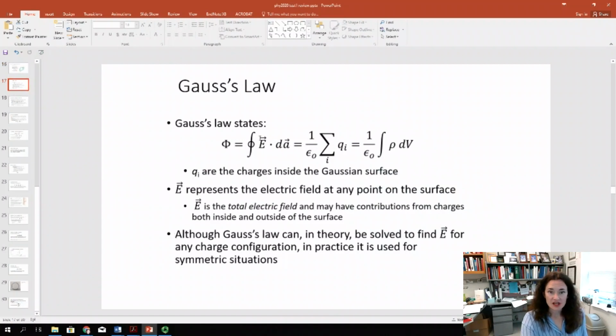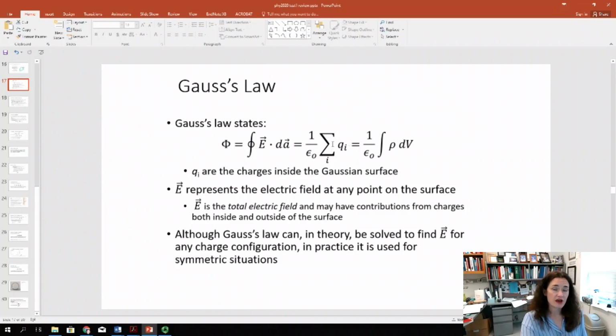Now, Gauss's law mathematically states that the net flux is equal to the integral of E dot dA. But Gauss realized something very important, that there wouldn't be any net flux through a surface if that surface didn't enclose some sort of charge. So the amount of flux that penetrates through a surface, the net flux, is going to be equal to the enclosed charge divided by epsilon naught, the permittivity of free space.